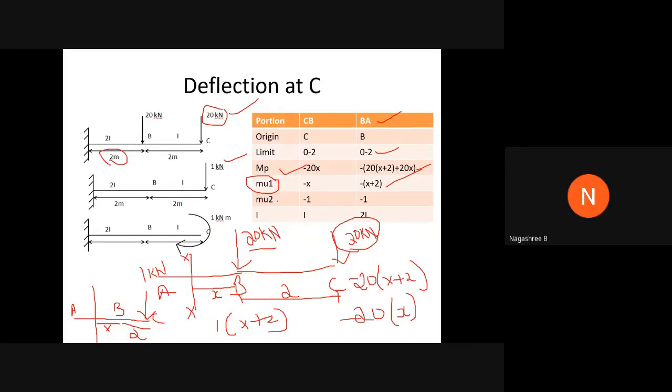The next thing is the moment due to the unit rotation, which is MU2. This unit rotation remains the same throughout the beam, so it is equal to -1 because it is in the clockwise direction. And the I value will be equal to 2I for the beam BA. So this is all about the calculation table for the deflection and the slope. Is it clear? Shall I proceed?